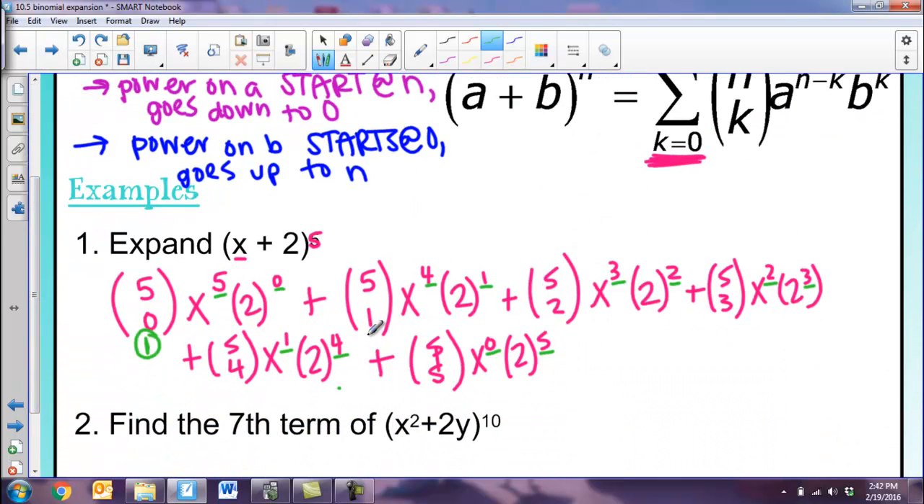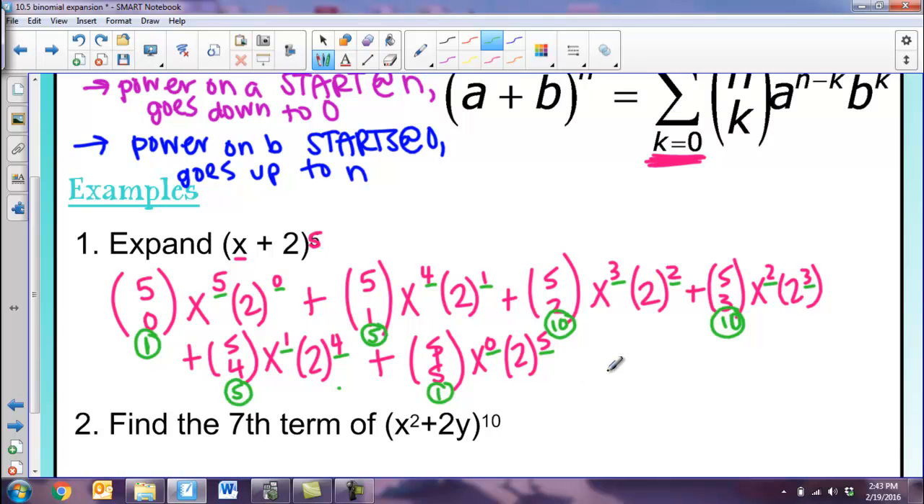So I know that 5 choose 1 is just going to be 5. 5 choose 2 is 10. 5 choose 3 is 10, I don't know where I got 11 from. 5 choose 4 is 5, and 5 choose 5 is 1, using any of those methods. Okay, now I just have some multiplication. Remember, anything to the 0 power is 1, so I don't have to worry about that.